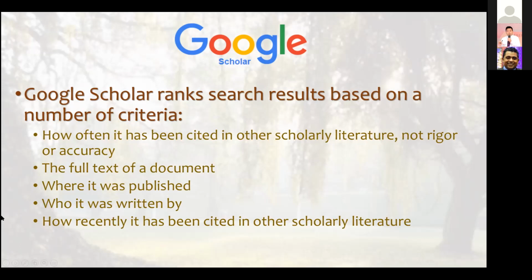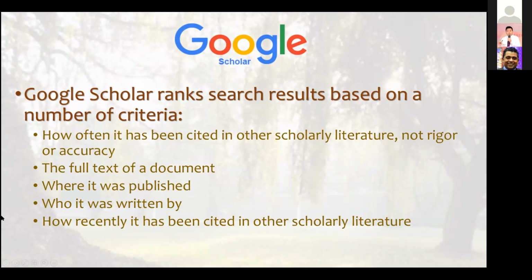Whether the full text of the document is available, because even if you can find a scholarly article which is quite relevant, if you can't get the full text of that document, then definitely it's of less value to us. Where it was published: if it's in a high impact journal, definitely it has more value than some obscure conference and so on. Who it was written by: if the author has a higher H index, a highly cited author, then it is much more important than somebody who's very new to the area.